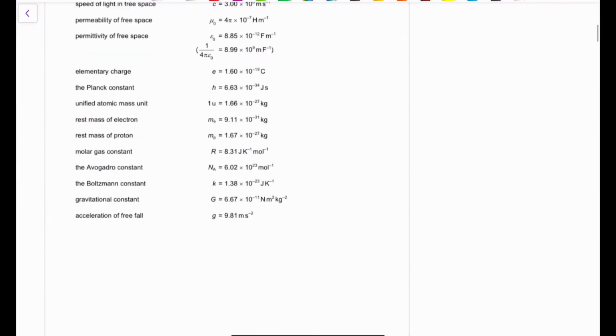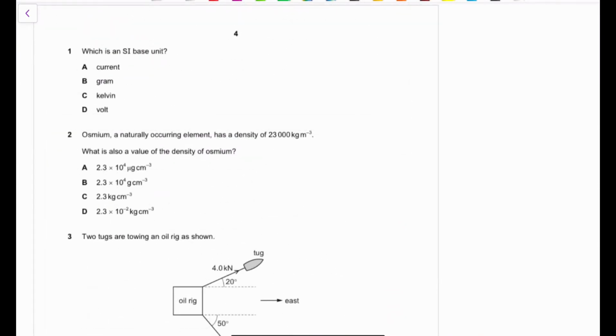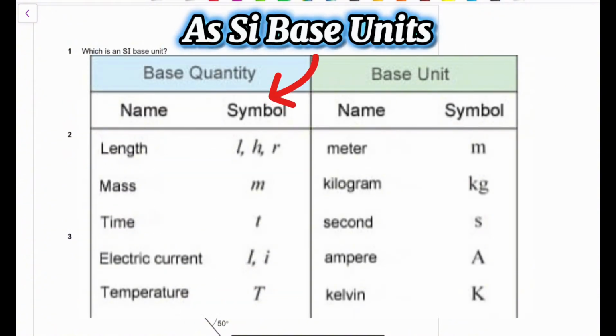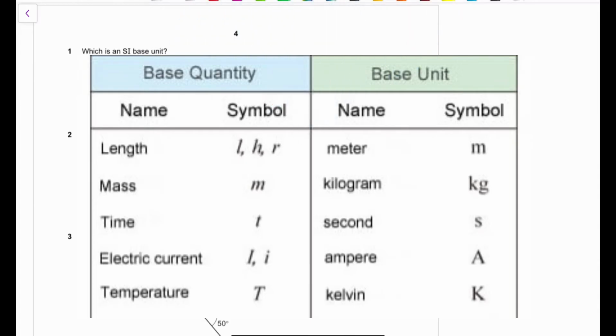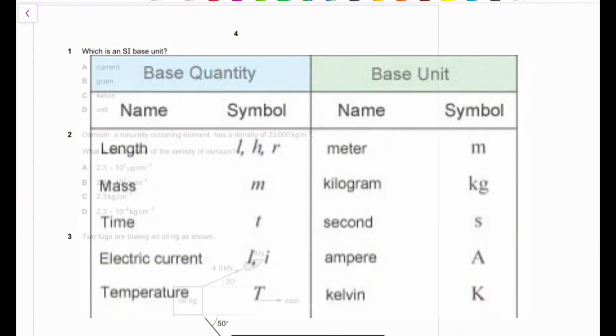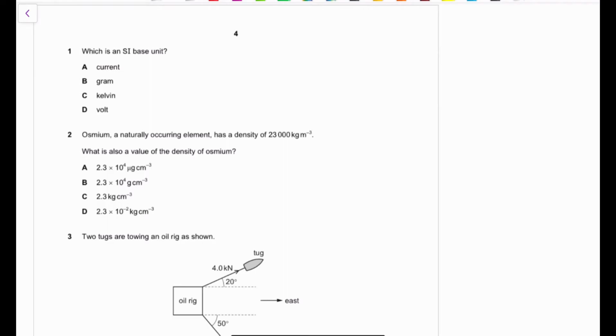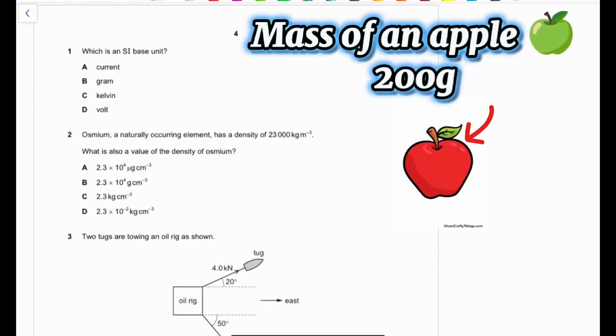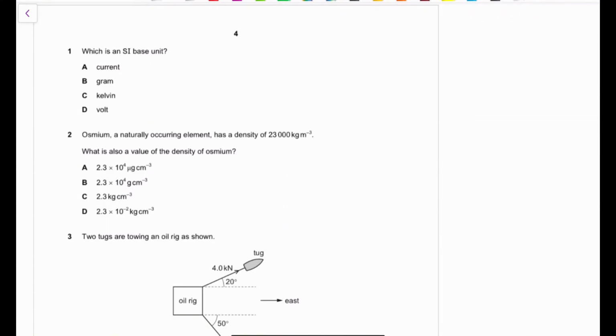Okay, so let's begin. Starting off with question number one, we've been asked which is an SI base unit. And as you can see on the screen, these are the SI base units that you're required to know. These are basically the quantities that cannot be broken down any further or any simpler. I'll give you an example. The mass of an apple is 200 grams. You can't break that down any further. You just know it because it's fundamental.